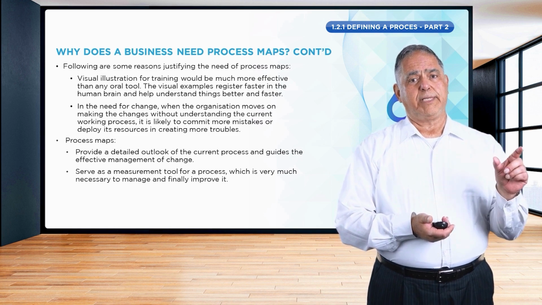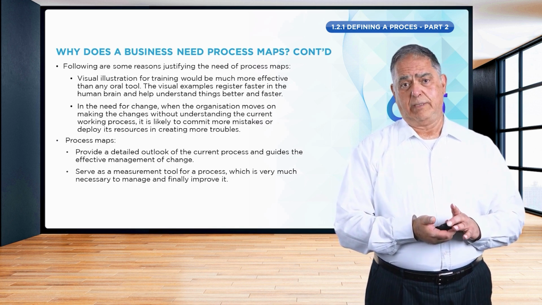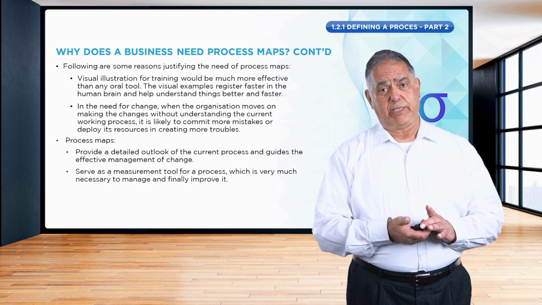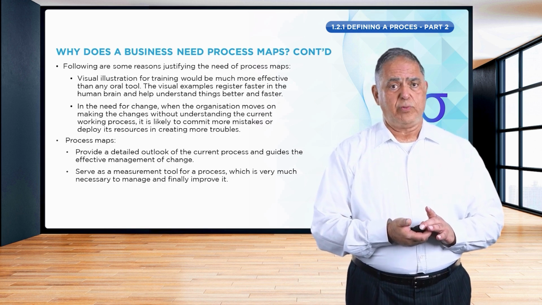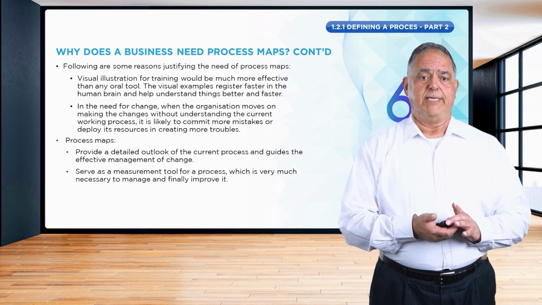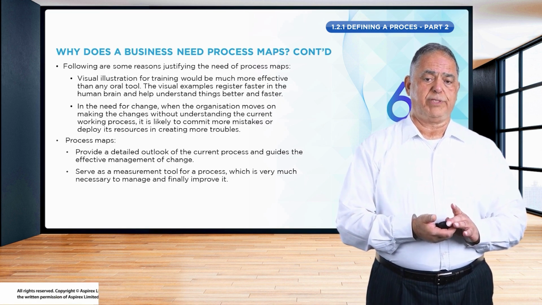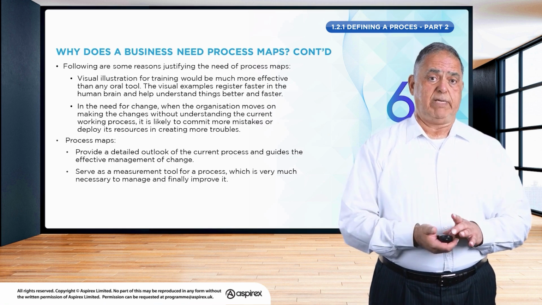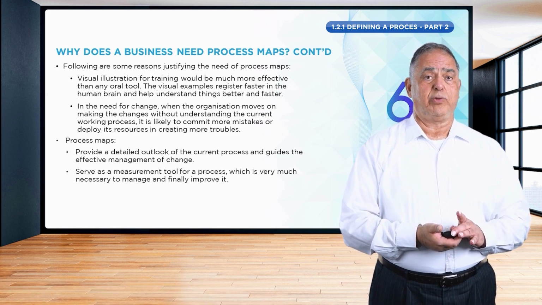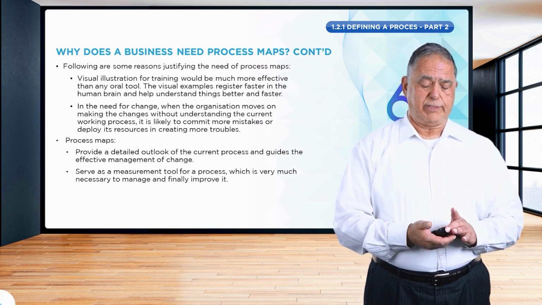But each high-level process step can be broken down into more and more detail. So we have 5 levels of detail when we're creating a process map, from 0 all the way to 5. We call these levels of detail. And a process map serves as a measurement tool for a process that is very, very important and necessary in order to properly manage the process and also improve the process.